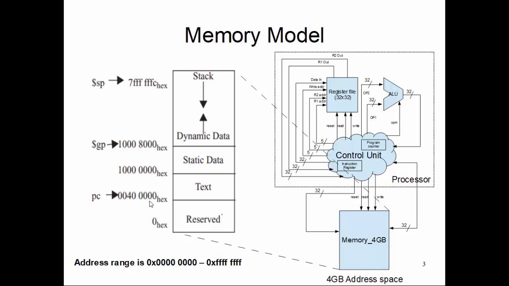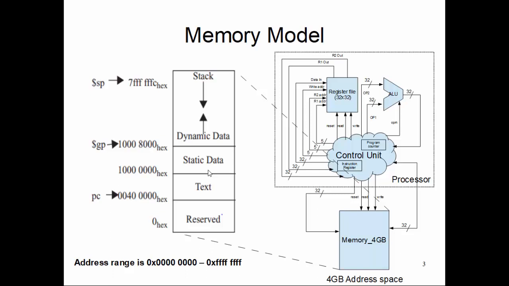And from the higher part above the text is the static data till it hits 10008000, that address. So that is static data, meaning all the constants and things you define as data in your assembly program, the .data section, that goes here, the static data.